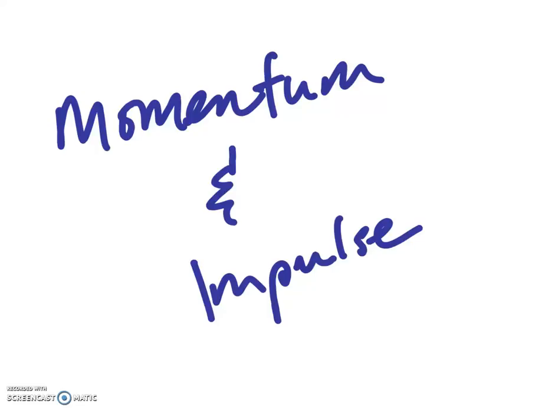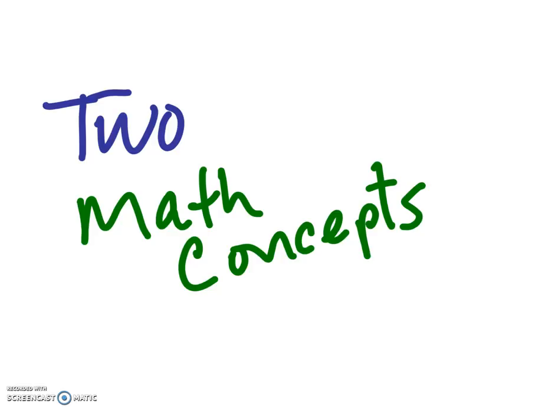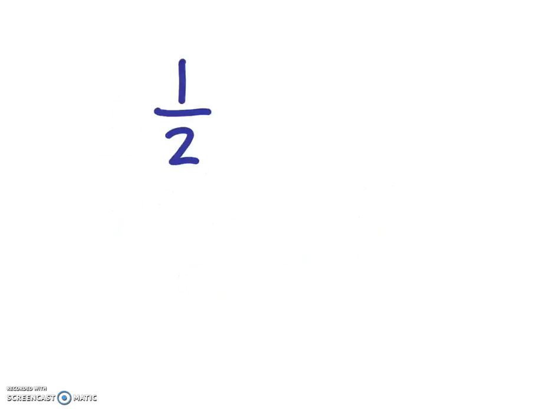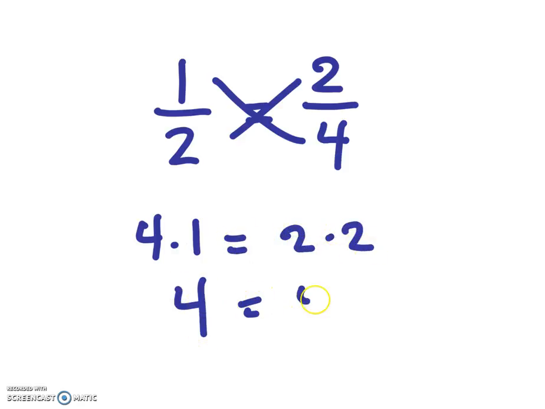Momentum and impulse. But first, two math concepts that we have to review. Consider the ratio 1 over 2. That ratio is equal to this ratio. I can cross multiply and keep the equal sign. So 4 times 1 equals 2 times 2, which is to say 4 equals 4. Yes, it does. This is math concept 1.